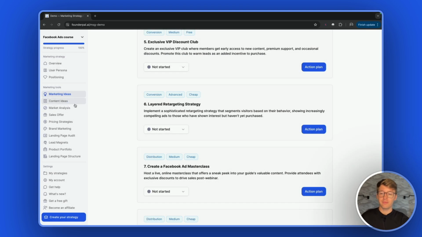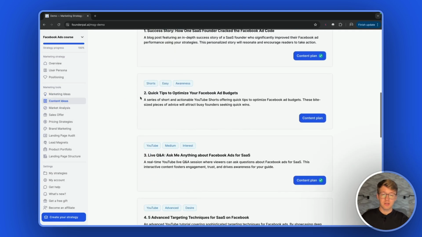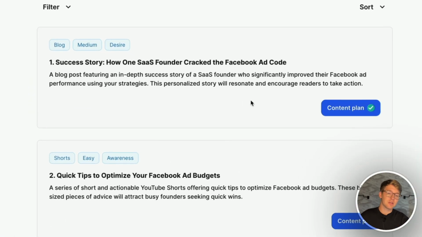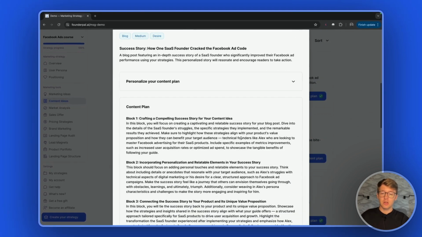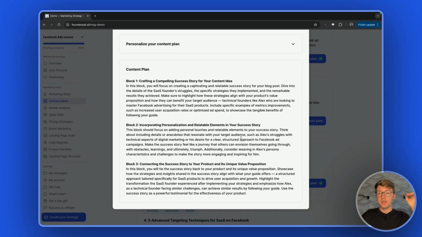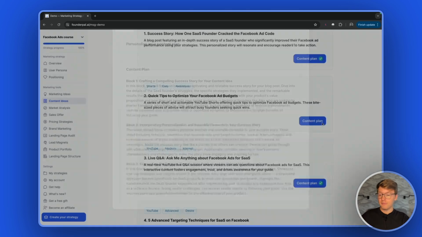Or for example, if we are big into content marketing and let's say we're interested in writing a blog post article, we can write a success story with one of our clients, for example, and we get not just an idea, but what we need to mention in this blog post to make it successful, to make it very useful in promoting our business. So this is very useful.